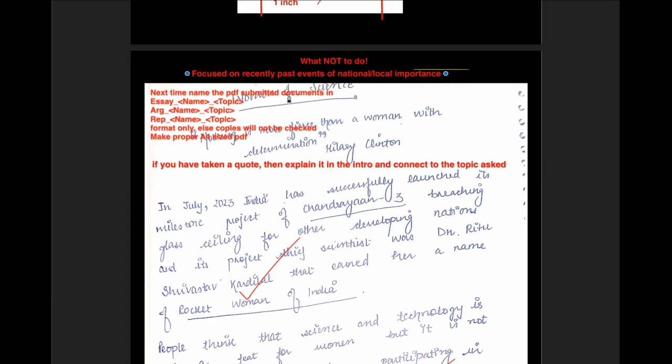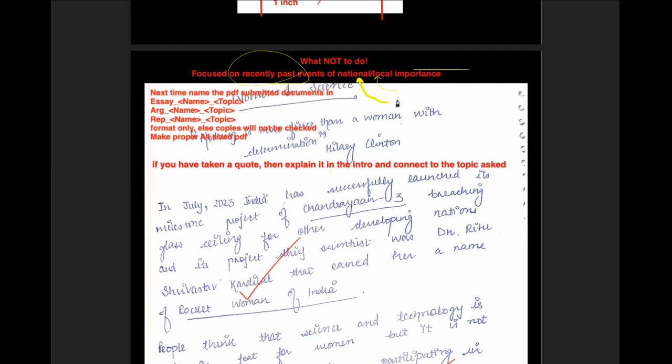What does it mean? Recently past. You have to understand the term recently past. Recently past means it is neither too old that it is history, nor is it happening in the present, nor is it in the future. So you have to write in the past tense because it happened previously. That you have to take care. Second is of national or local importance, like your Delhi oxygen crisis question came. So that is of local importance. Your election issue or a democracy issue came, or a sports issue came. That is a national importance question.